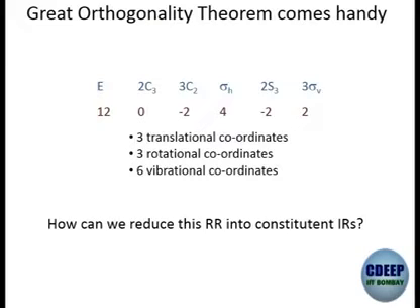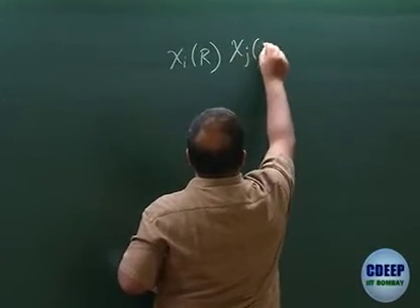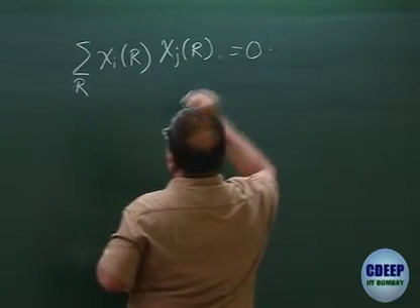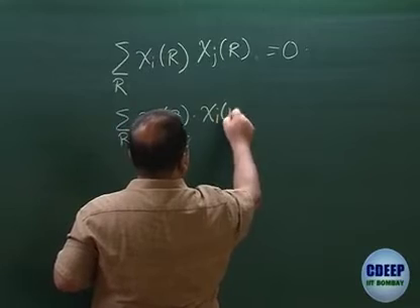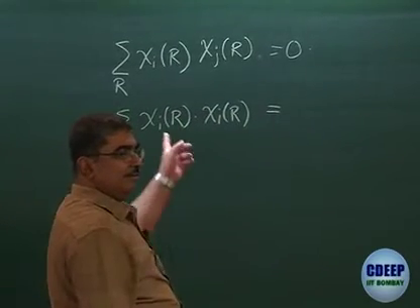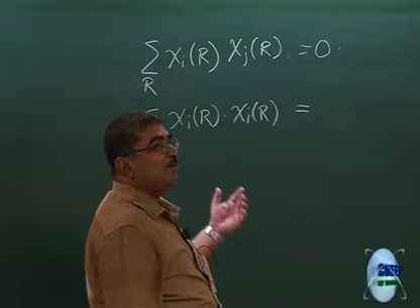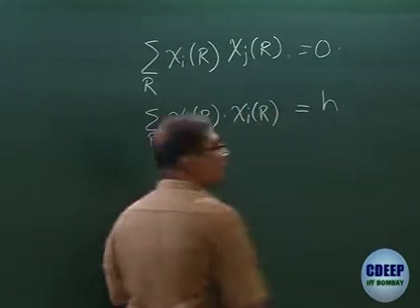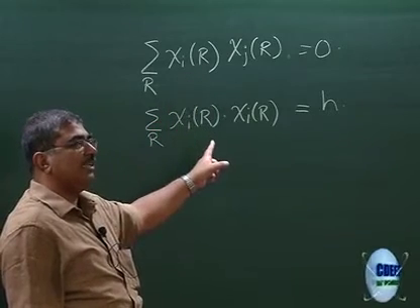So from there we had written some 5 rules, one of which was chi i r chi j r. If you multiply them and sum over all r, then you get zero, and if you sum over chi I of r multiplied by chi I of r, then what do you get? What is this? h. What is h? Order of the group, which is the total number of symmetry operations. Operations, not elements, operations. We know this, right? And this is why we say that they behave like a set of orthonormal vectors. This is the condition of orthogonality, this is the normalization condition.